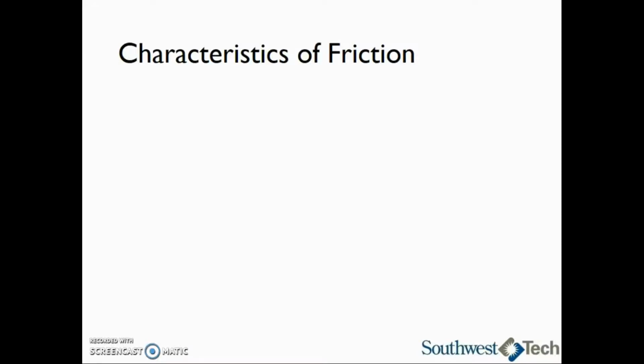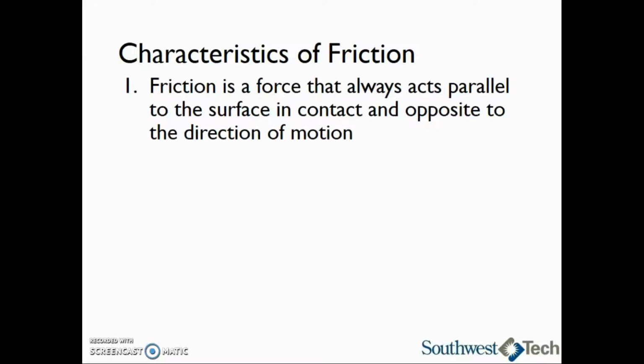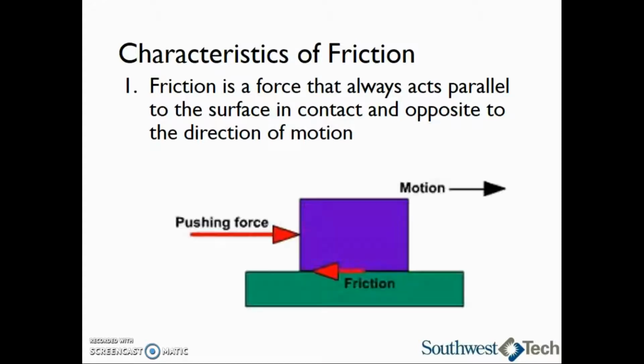The first characteristic of friction is that it is a force that always acts parallel to the surfaces in contact and opposite to the direction of motion. In this picture, the purple box and green surface are in contact, so friction is going to act parallel to their point of contact. If you apply a pushing force to the right, the box will move to the right. Friction will act in the opposite direction of the motion, so friction acts to the left. Essentially, the resistance to motion is a frictional force.